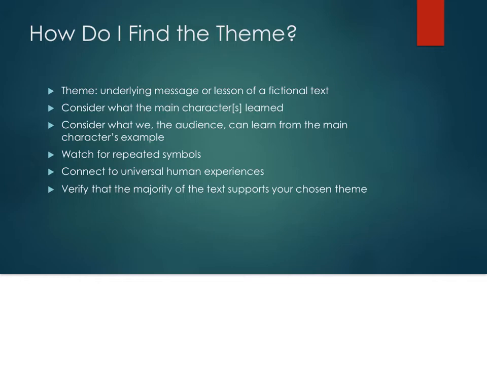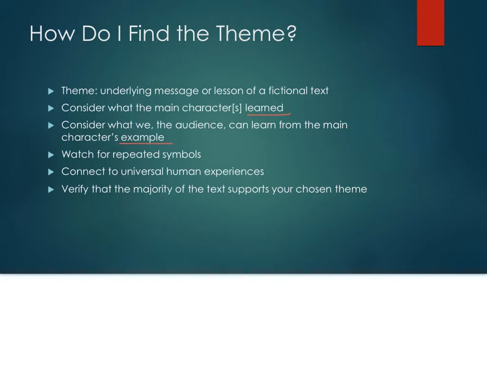So first questions first, how do we find themes? You need to be able to find at least 2 of them per text that you look at. Remember, a theme is an underlying message or lesson of a fictional text. So there are a couple different ways you can go about trying to figure out what that message or lesson might be. You can always consider what the main character or characters learned. That can be key. Perhaps we are supposed to learn the same message. Sometimes, though, it might be an opposite. So you can consider what we, the audience, can learn from the main character's example.